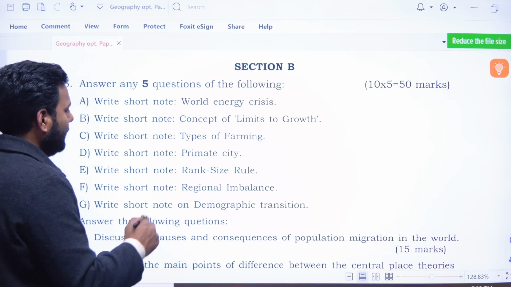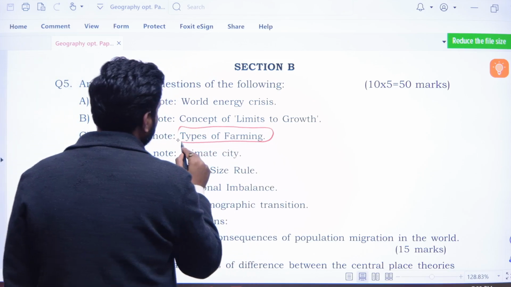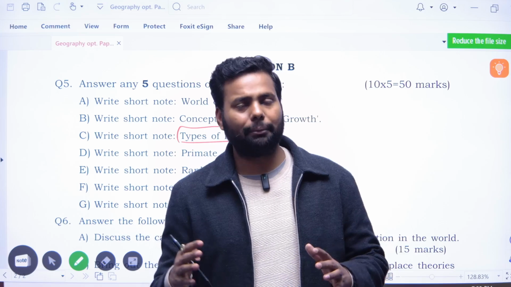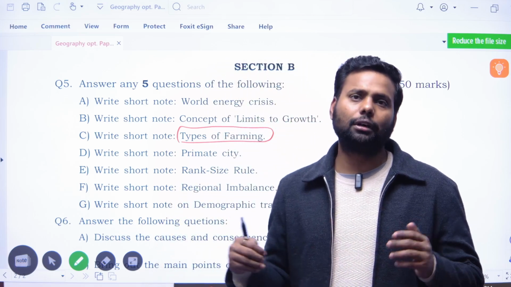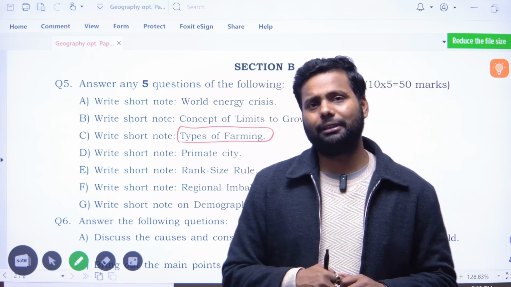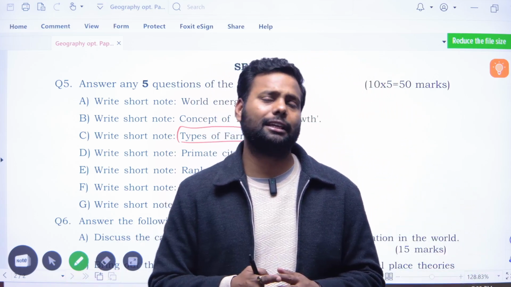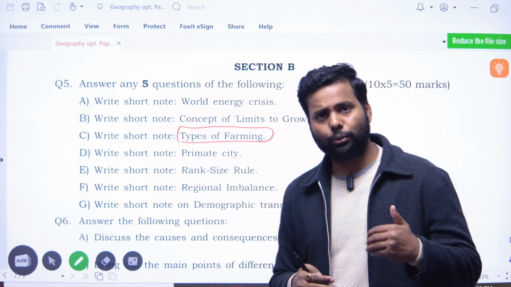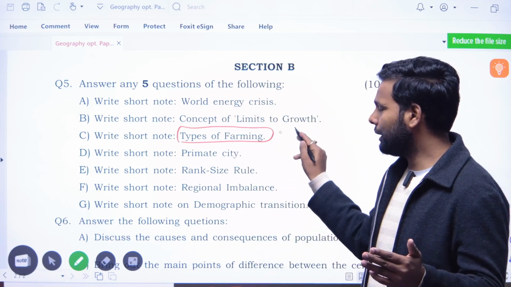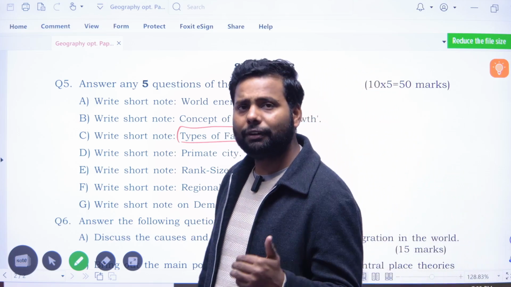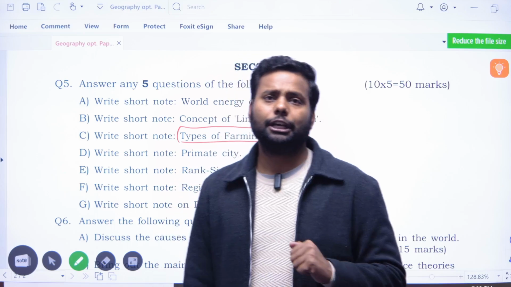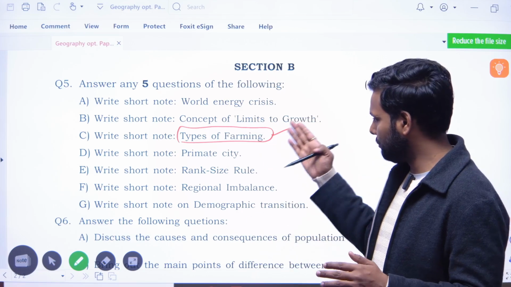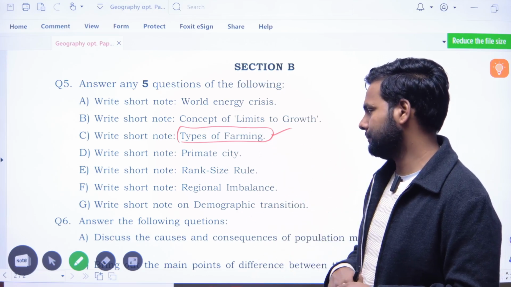Next question: write short notes on types of farming. What are the types of farming? You have to simply talk about what farming is and put down all the types of farming. There is intensive farming, extensive farming, horticulture, olericulture. There are so many farming types. You can put down terrace farming, home farming, and aquaculture as well.